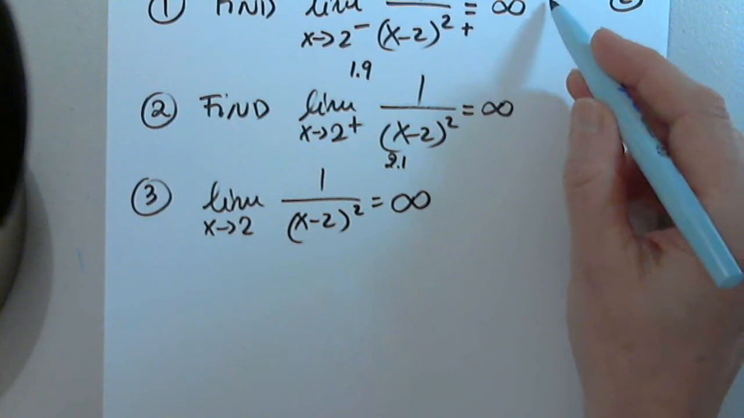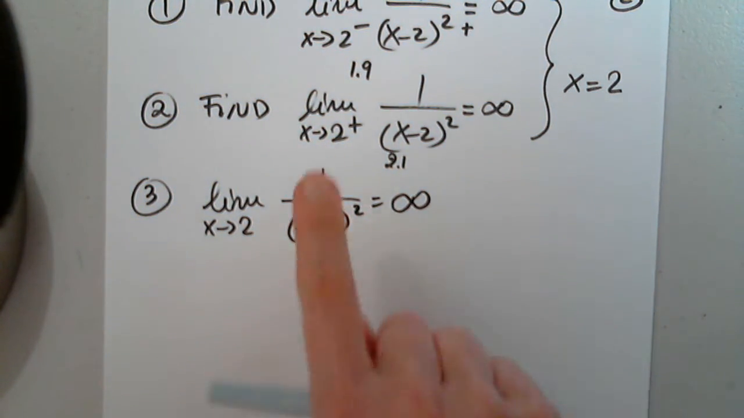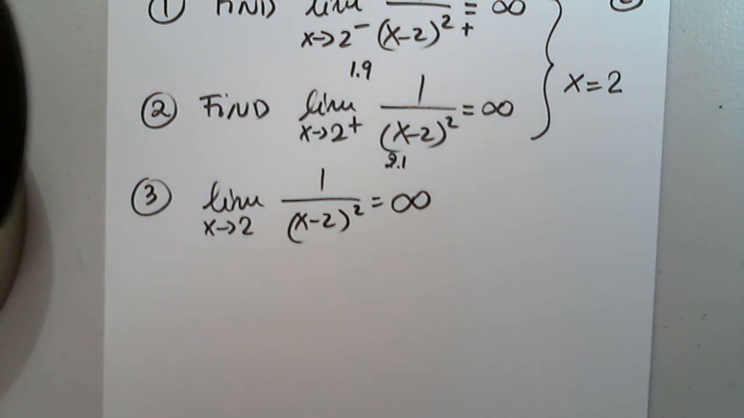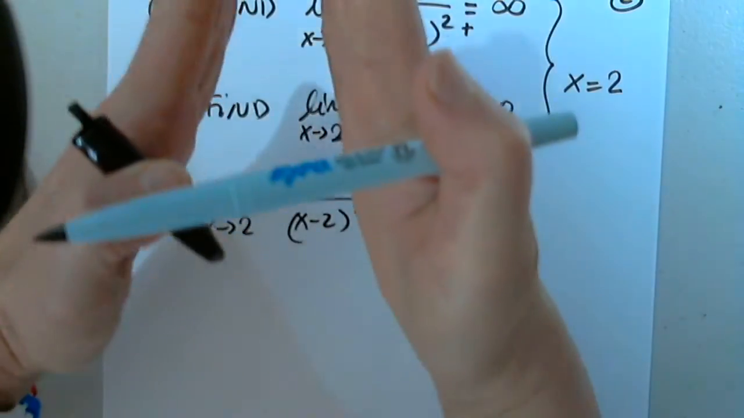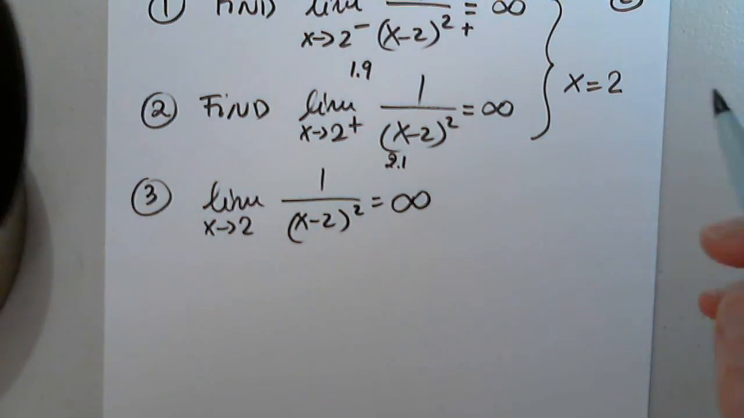So also from here, I know that x equals 2 is what type of line? x equals 2 is what type of line? If both sides go to infinity, both sides, the limits are going to infinity, what is this?